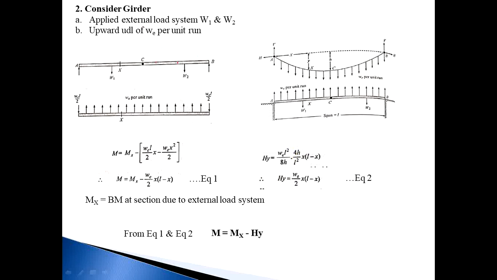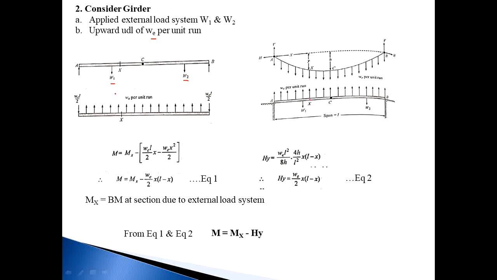So the applied external loads on the girder are W1 and W2, and due to that there is an upward UDL, WE, this is the WE per unit run. First is the applied external load system W1 and W2. So first, bending moment M is equal to Mx, where Mx is the bending moment at the section due to the external load system, that is W1 and W2, minus, now this is WEL divided by 2, this is the reaction.